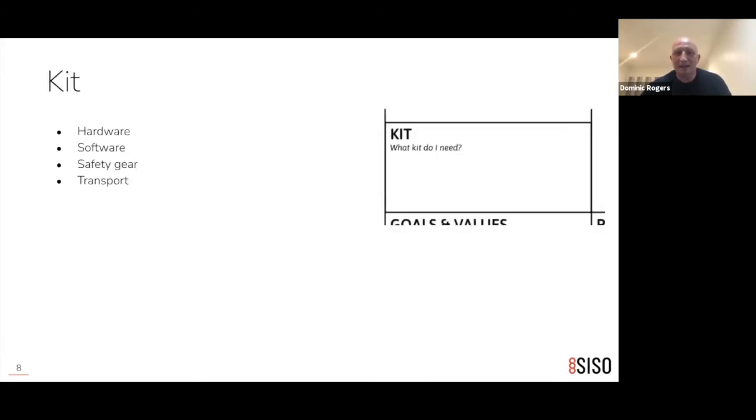Cool. The next box, kit. Thinking about what you need to do your job. Do you need any specific hardware or software that you haven't got because you've been working full-time before you started your freelancing, so therefore your employer paid for it previously? Or is there any safety gear? Are you a freelance window cleaner and you need specialized safety abseiling gear for cleaning windows? Or do you need your own transport for your jobs to get to and from client sites?